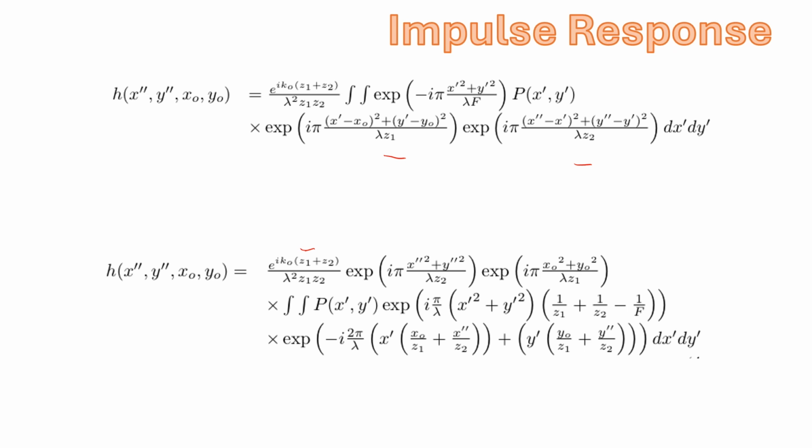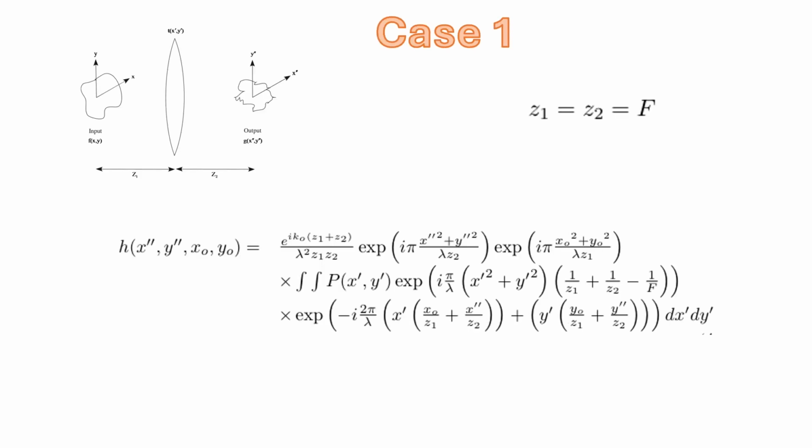One thing that we can do now is choose specific values of z1 and z2, particular conjugate planes in the system, and see if we can simplify this a bit further. One interesting choice is to choose z1 equals z2 equals f. So this is the relationship between the field at the front focal plane of the lens and the field at the back focal plane of the lens. Each of these distances is f.